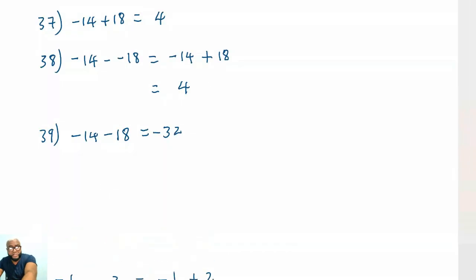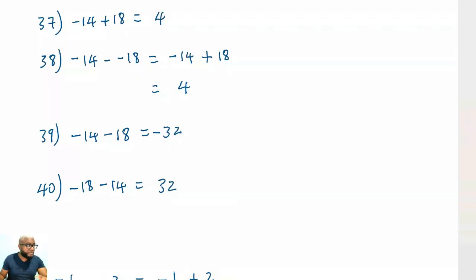Let's move on to 40. Somebody belt out 40. Is it negative 18 minus 14? Yes, sir. Two signs are the same, so you add. Once again, I saw some people put the 32, but they did not put the minus sign. It is supposed to be negative 32.